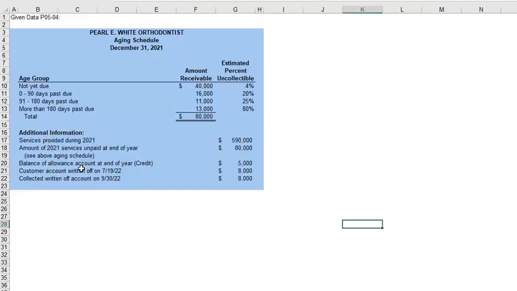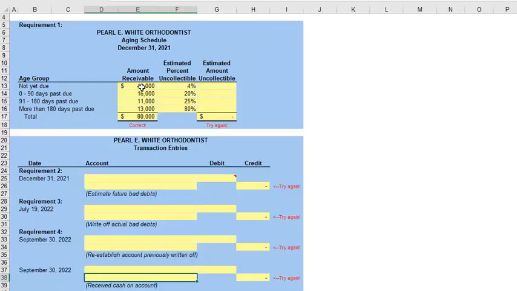So given this information, we're going to go ahead and close out 2021, and we're going to look at what we're going to have for our total amount that we estimate as uncollectible. So how we're going to do this is we're going to take the amount and simply multiply it by our percentage. So in this case, we're going to take 40,000. We're going to multiply it by 0.04. We assume, or we are estimating, that of this 40,000, 1.6 thousand will be uncollectible.